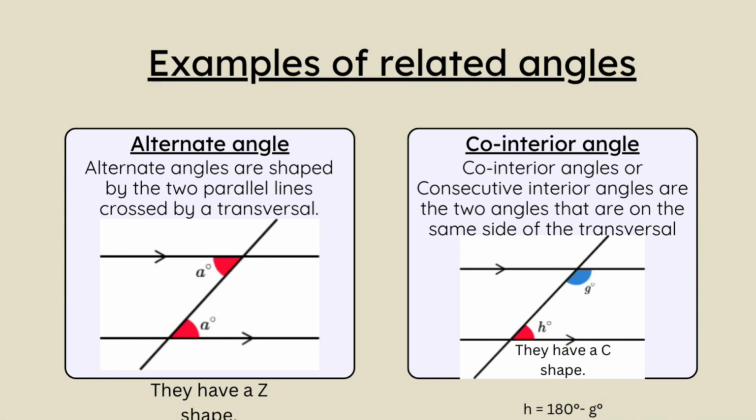Alternate angle. Alternate angles are shaped by the two parallel lines crossed by a transversal. They have a Z shape. Co-interior angle. Co-interior angles or consecutive interior angles are the two angles that are on the same side of the transversal. They have a C shape.